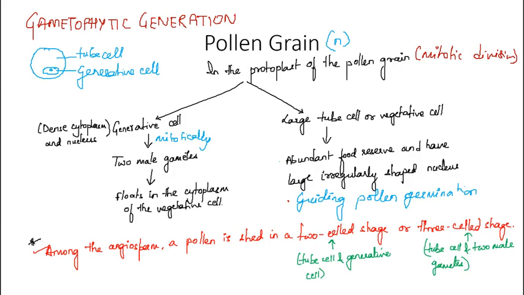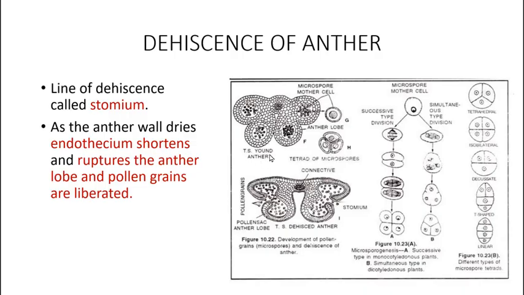Look here, the anther will dehisce from this line of dehiscence, which is known as the stomium. Once the anthers are matured, the endothecium layer, which is just below the epidermis, dries up. It becomes shortened and dries up, and the anther as a result ruptures.